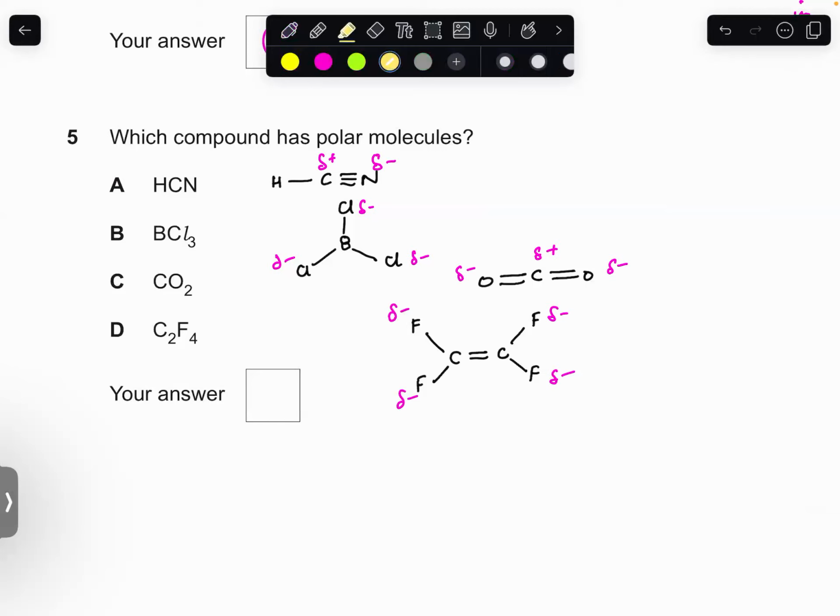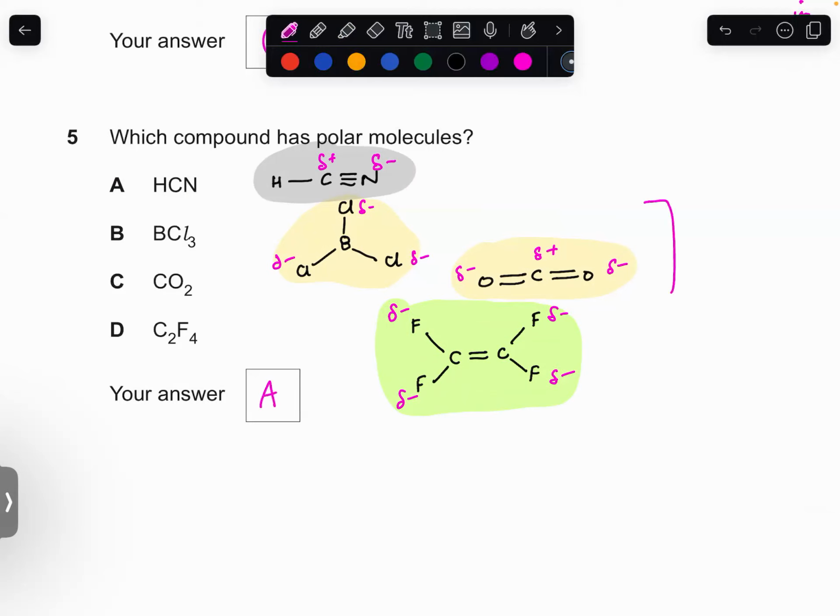You see, this one is a symmetrical molecule, so the dipoles cancel out. This is also symmetrical, and the dipoles cancel out. And this one overall is also a symmetrical molecule, and the dipoles also cancel out. But with HCN, this is not symmetrical. Dipoles do not cancel out. Hence, it will be a polar molecule. So the answer is actually A.